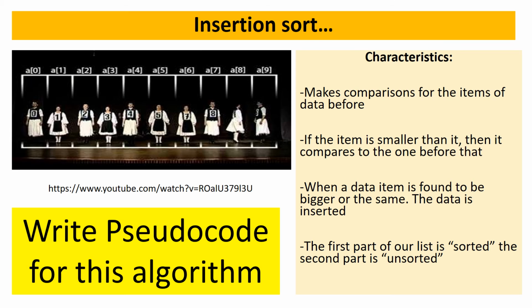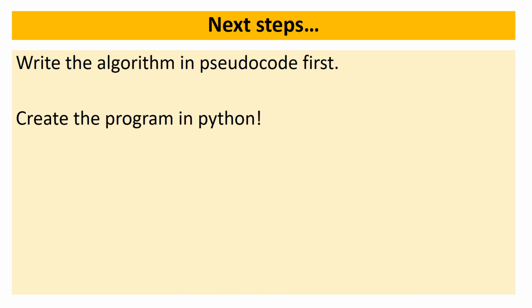Watch the video to see the version of the insertion sort and remind yourself of how this works. And I want you to create the pseudocode for this algorithm. Think very carefully what variables will you need, and try to do this in a function. Only once you've created the pseudocode do I want you to actually create the code in Python.